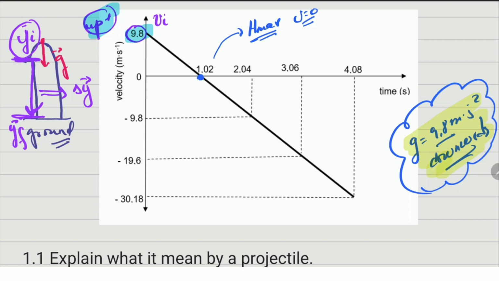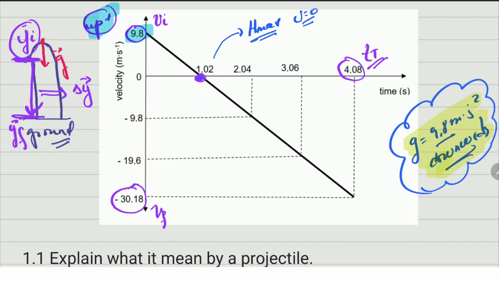Now what does the object do? The projectile moves all the way up here, and at this point, the maximum height, the velocity is 0. Then it turns down all the way, that is why down is negative, and here is the velocity of the object just before touching the ground, that final velocity. The total time for the entire motion was this one.